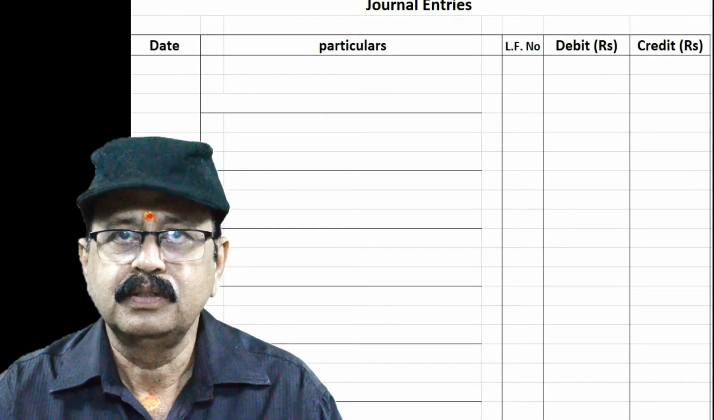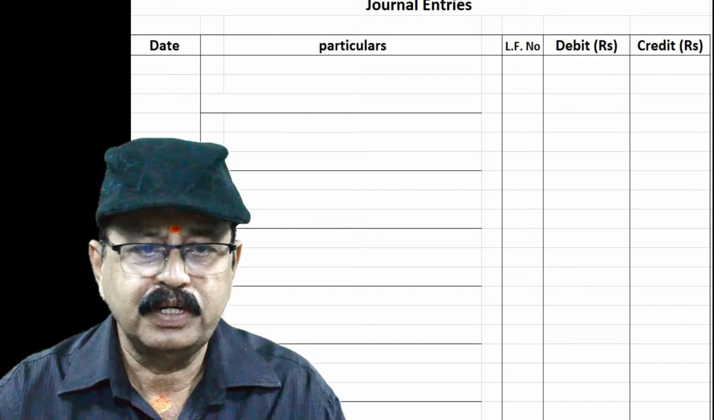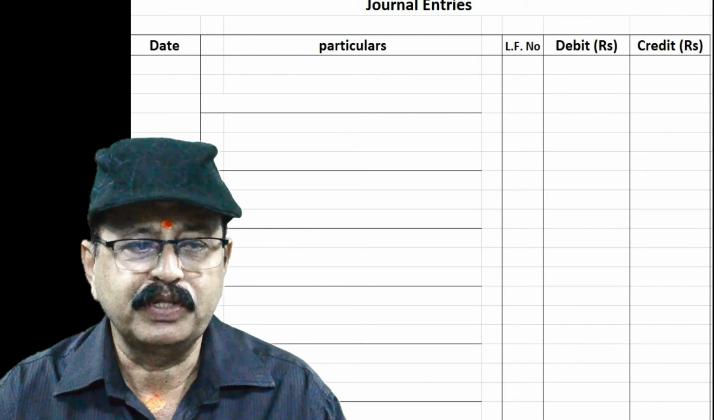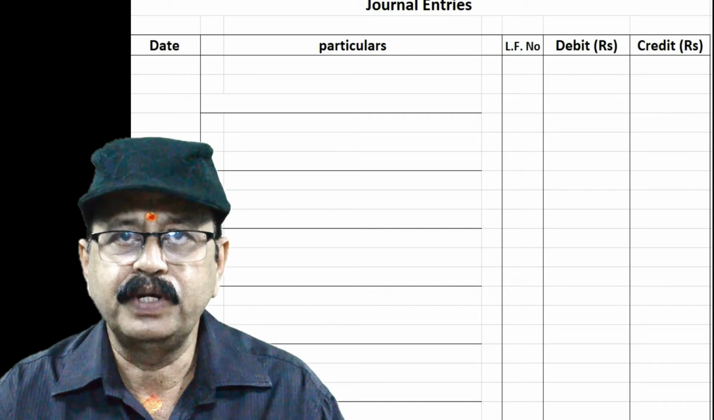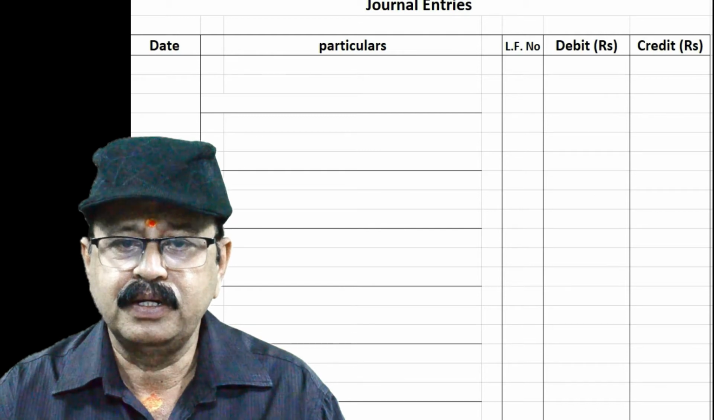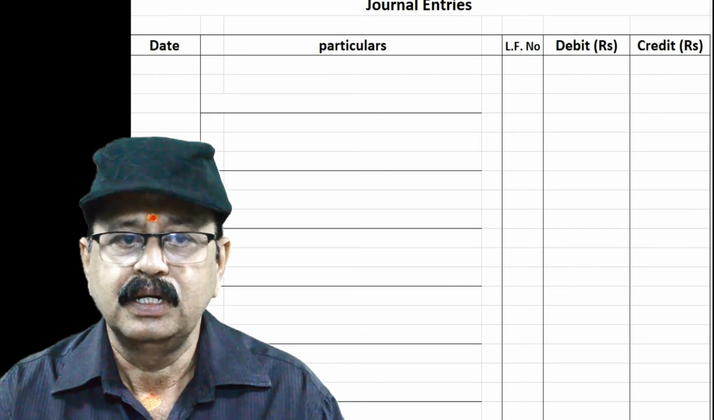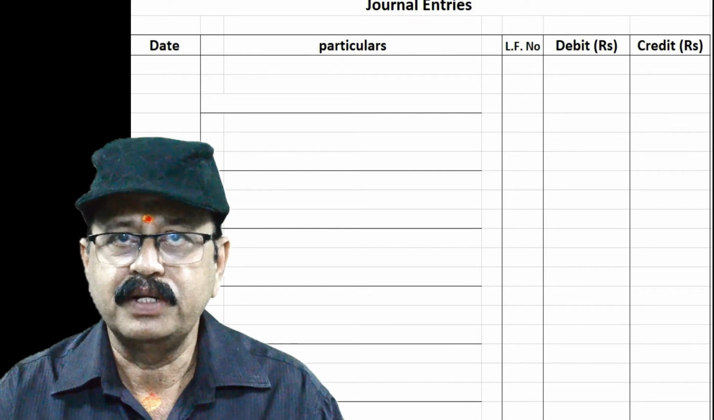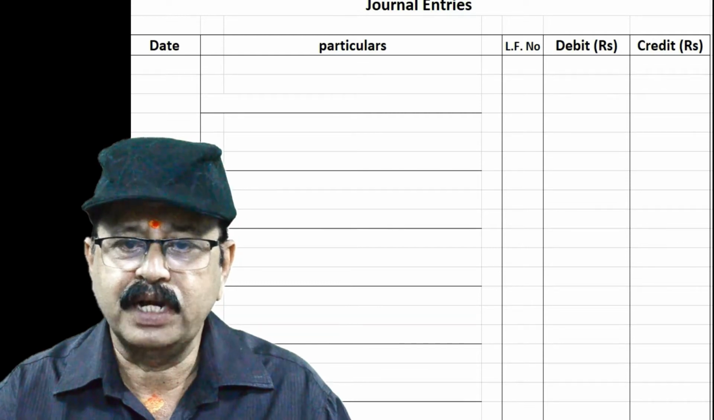Okay students, first we have to draw the format. You can see the format on the screen. The heading is journal entries. There are 5 columns. The first column is date, the second column is particulars, the third is LF, ledger folio number, and then debit in rupees and credit in rupees. So this is the format of the journal. Now I am going to explain one by one each and every transaction we are going to journalize. First I will show the first transaction here.